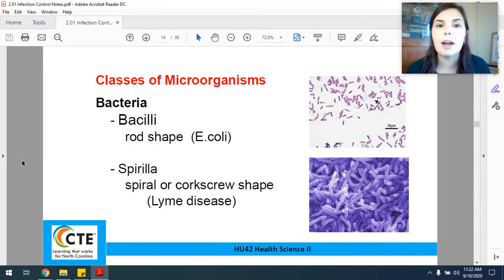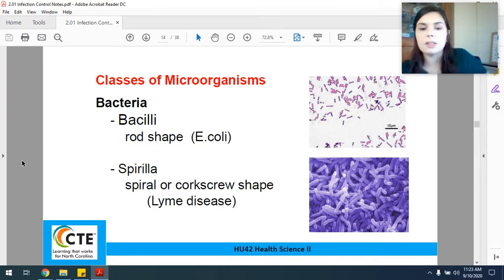Next, we have bacilli. Bacilli are more rod-shaped. Things like E. coli would be an example of a bacilli. And then spirilla are spiral or corkscrew in shape. An example of a bacteria that is that shape is Lyme disease. So again, when you look at the name of a bacteria or a disease, you might be able to figure out if it's a bacterial infection, if it's a virus, if it's protozoa, and what shape it is if it is a bacterial infection.